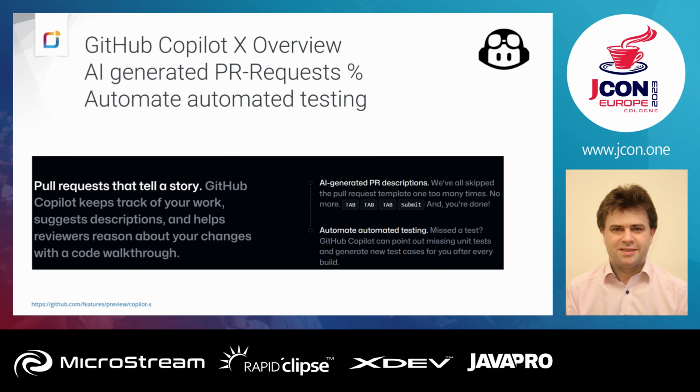They also provide AI-generated PR descriptions to ease the work, and they also check the PR and look for missing automated tests. So there is code, but there is no test, and they try to auto-generate automated tests. I could not test it, but this is something that should come with Copilot X once they go live, more or less.